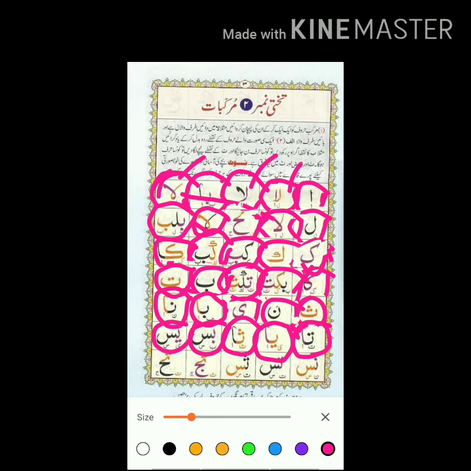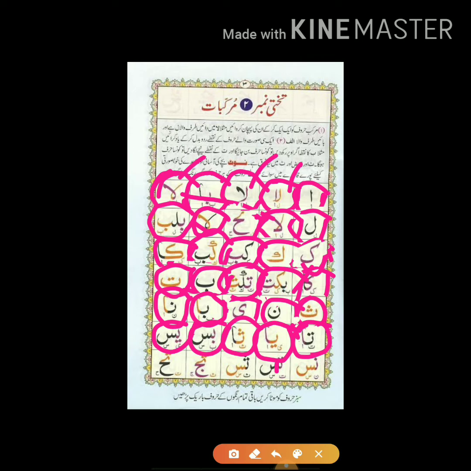Then we have two dots below a boat-like shape, and it makes the ya sound. So here again, there are two dots below a boat-like shape, and the second one is sin. So there are two letters in this box, and those letters are ya, sin, ya, sin.